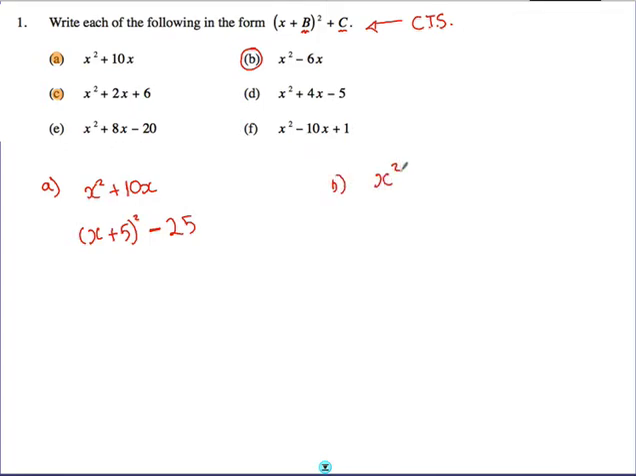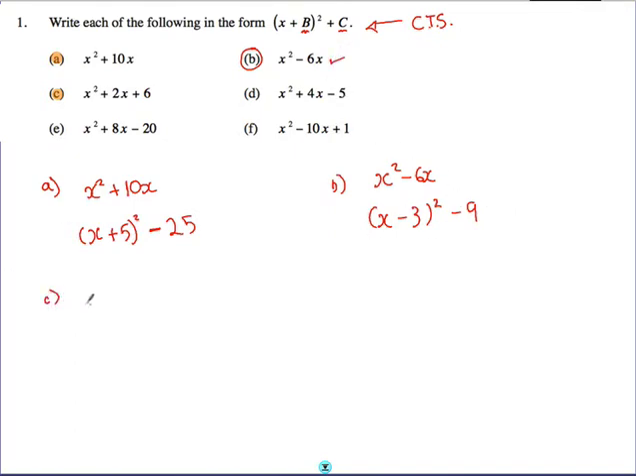So x squared minus 6x, again, bracket, bracket, x. Half the coefficient of x, so half of minus 6 is minus 3. Don't forget your squared outside the bracket. The minus 3 squared is 9, so we have to take that away. Minus 9. Done. Finished. In fact, if you expand this bracket and simplify, you'll get that.